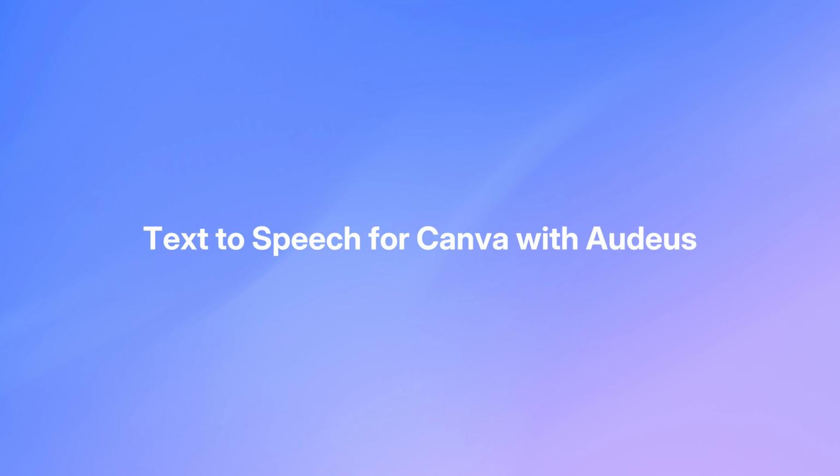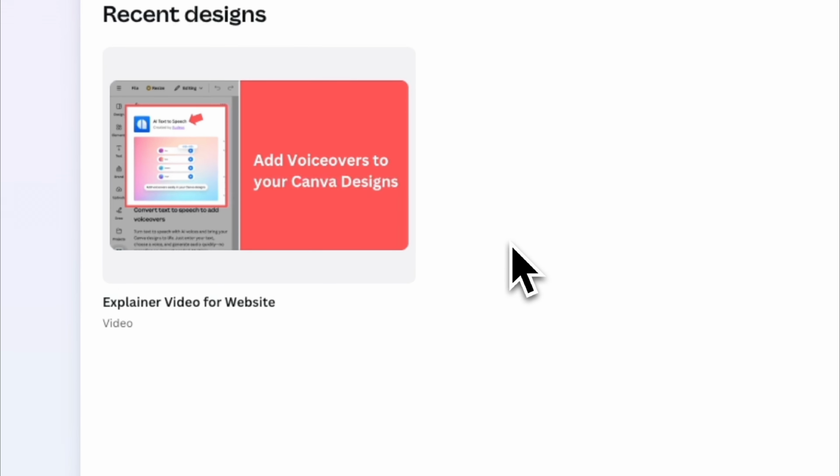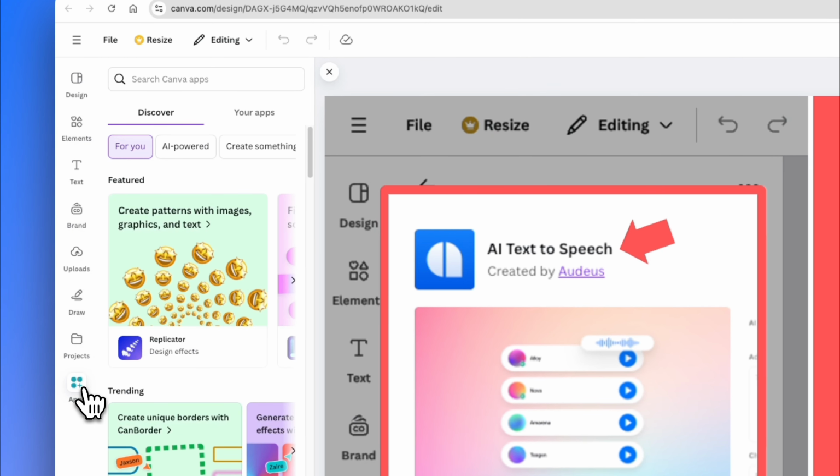Introducing Audius for Canva. How to add voiceovers to your Canva designs. First, open Canva and choose the design you want to enhance with audio. Next, head over to the Apps section on the left sidebar and find our text-to-speech app.